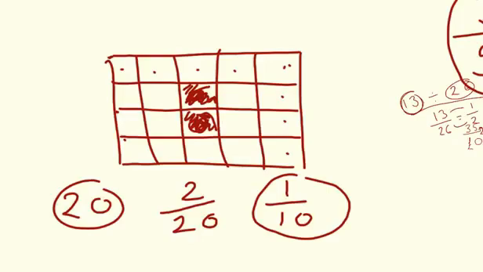Yes, 2 out of 20 are shaded, but naturally we're expecting you to cancel it. So the question will be, if it specifically says out of 20 how many are shaded, that's fine, 2 out of 20. But if it says what is the fraction that is shaded, it will be 1 out of 10. Yeah?